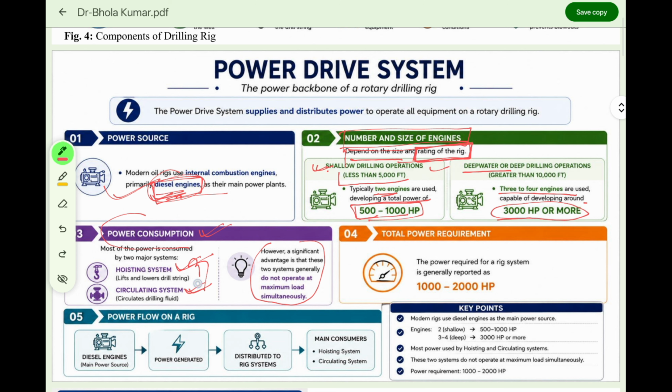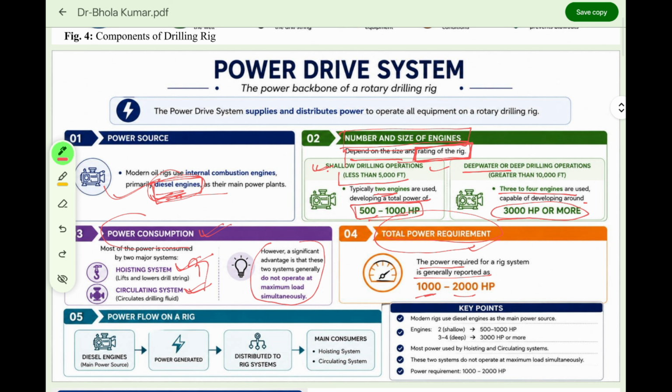One is running, the other one is stopped; one is running, the other one is stopped. So this is how things are, right? Now, the total power requirement, based on the reference book or textbook that I have chosen, is written as follows: the power required for a rig system is generally reported as 1000 to 2000 horsepower. This much power is required nowadays to drill a well, right? It could be more, but on average this is what is reported in the literature.